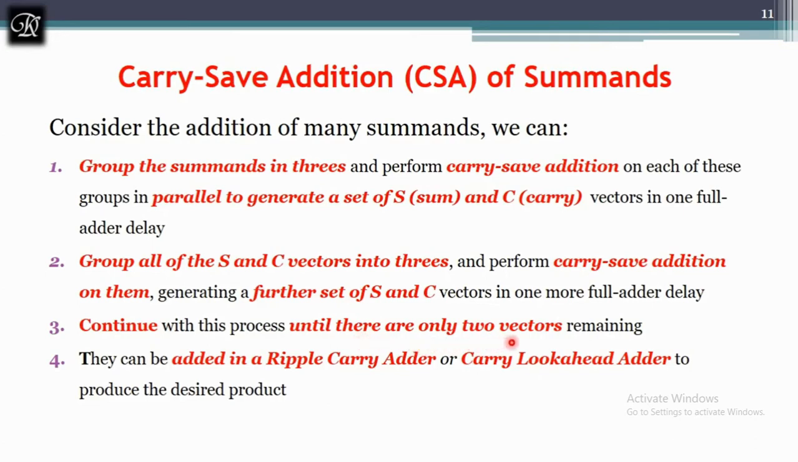Only 2 vectors should be left, that is sum and carry. It should not be sub sums and sub carries, and they can be added in a ripple carry adder. We have already designed a ripple carry adder or carry look ahead adder. So with the help of this we can add these things. We need not design a new circuit for this, we can make use of the same circuits.